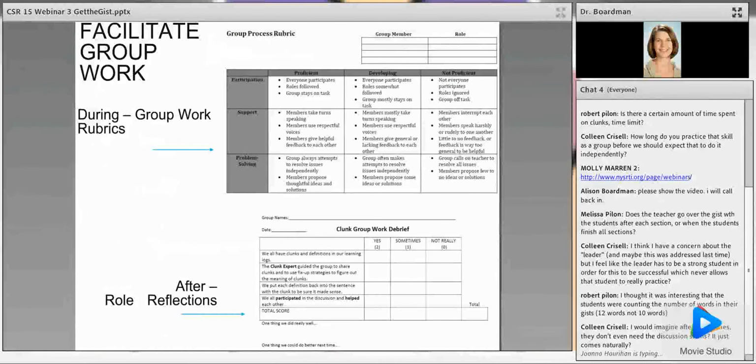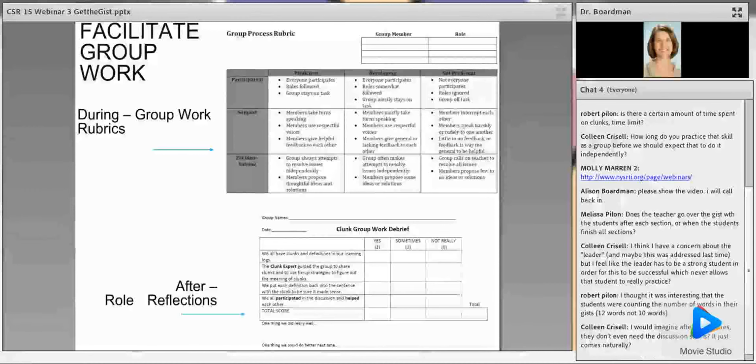There are a couple of other ideas that I'd like to share with you that are related to facilitating group work. So some teachers really like to use a group work rubric. Here's an example of one. It's available on the toolkit, and I would encourage you to change it or alter it to meet the needs of your class. So you can see I'm looking at the top rubric here.